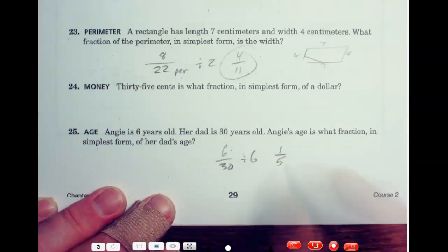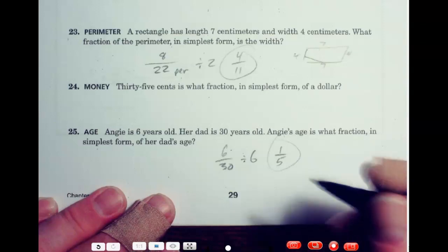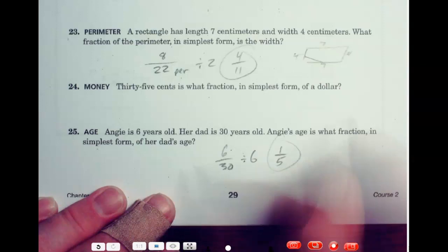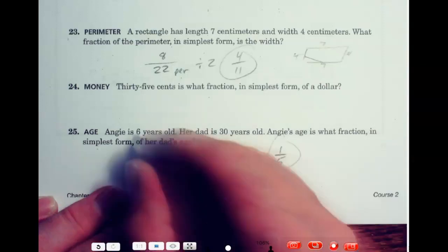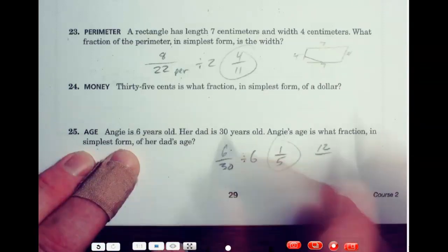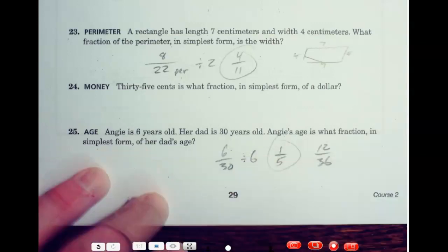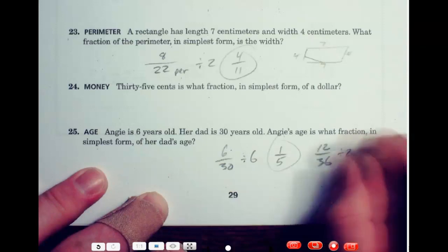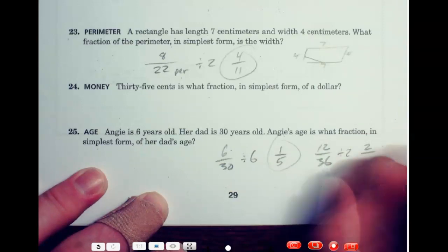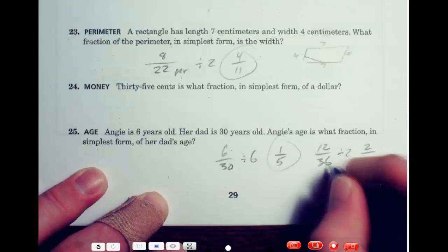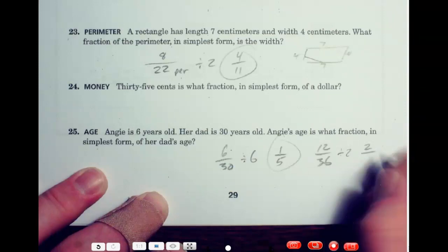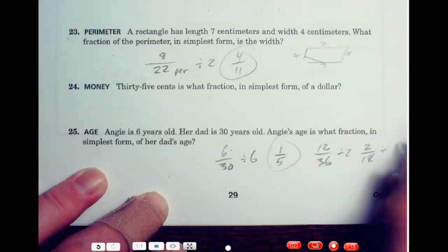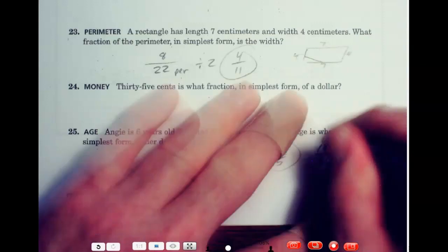Can I just show you something that's kind of cool? Doesn't have anything to do with the problem, but let's just think about it. In 6 years, Angie's going to be 12, and her dad's going to be 36. I can divide these both by 2. 12 divided by 2 is 2. 36 divided by 2 is 18. I can divide these by 2 again. Sorry. Why not just divide them both by 12?